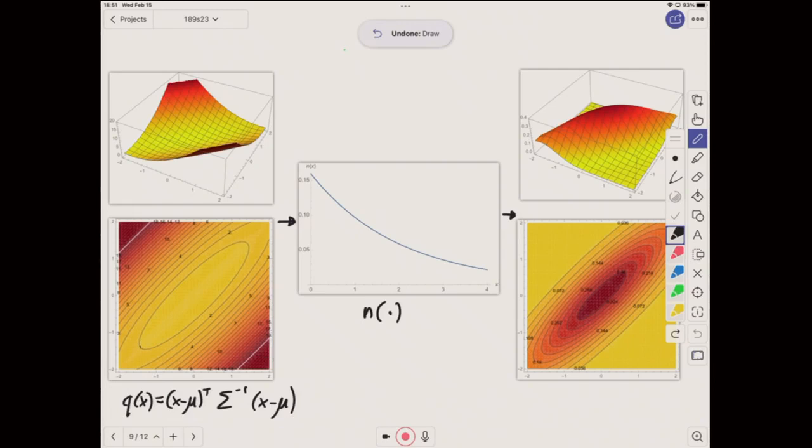And because the function in the middle is monotonically decreasing, that means that the minimum of the quadratic function, which is 0, is going to become the maximum of the Gaussian function. And that's at the point mu. All right, any questions about this review?